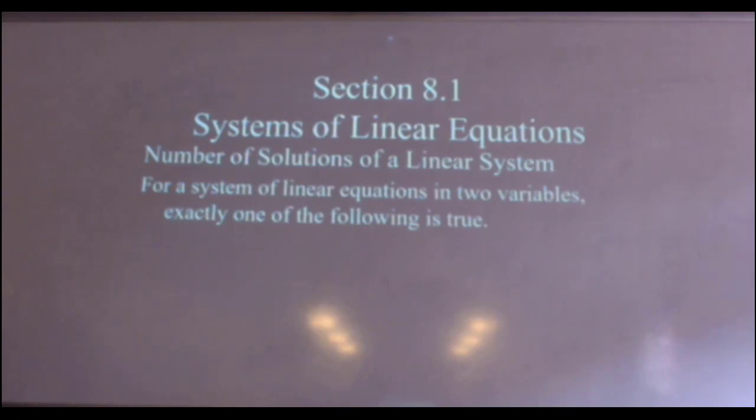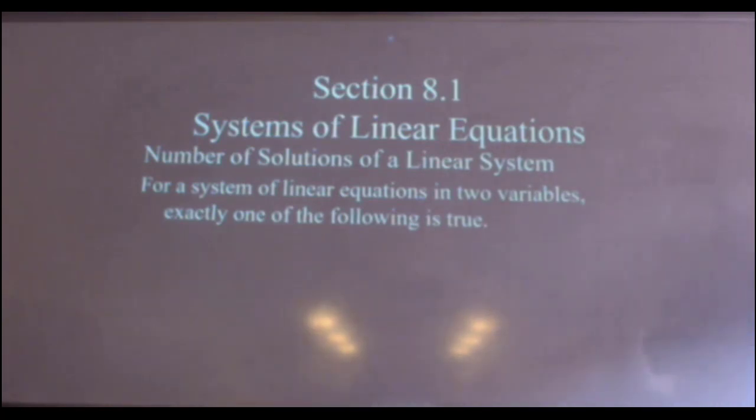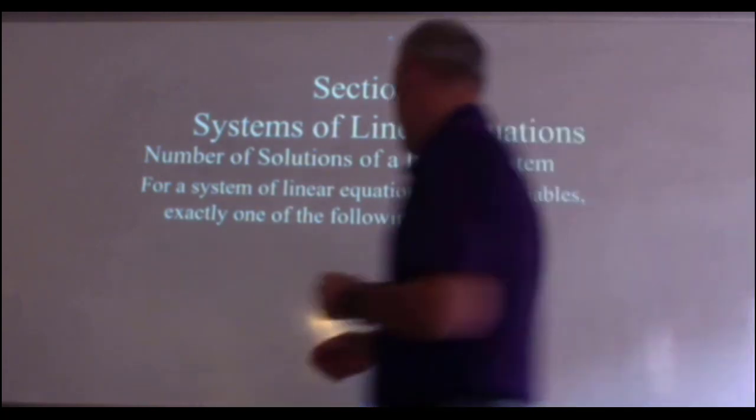Section 8.1, we are talking about systems of linear equations. And that just means if you graph them, you have lines that you're graphing. So the first thing we want to talk about is what kind of answers can we get? If you think about graphing lines, there's only really three things that can happen.